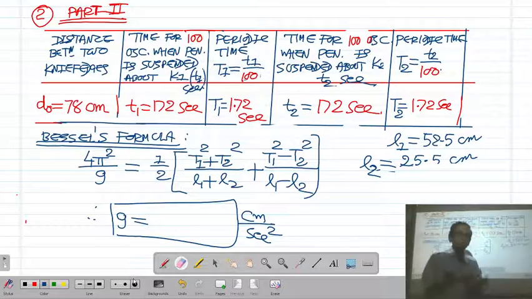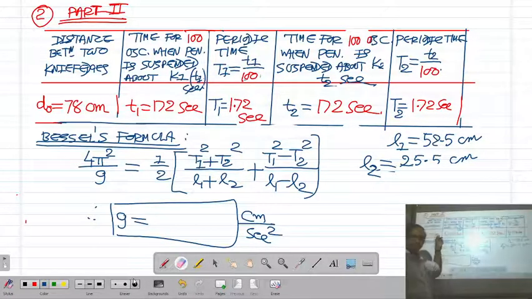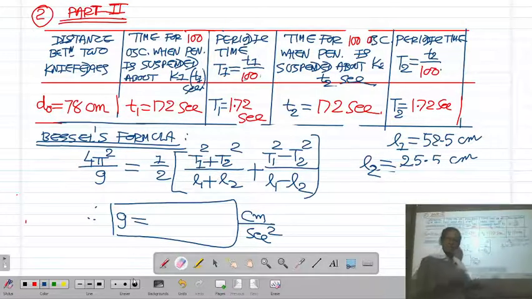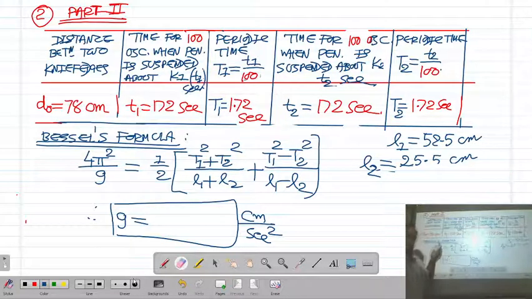Please remember what you have to do in the experiment. In the first part, I have given you to plot a graph of periodic time T1 and T2 against distance between two knife edges. In the second part, I have given the values of T1 and T2 and asked to calculate the value of g from Bessel's formula.